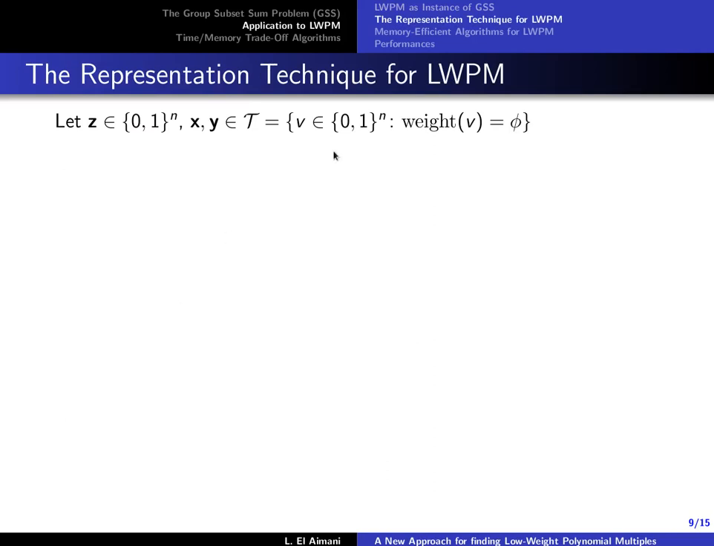The representation technique for the low-weight polynomial multiple problem. Let z be a binary vector of length n, and let x and y be vectors from the set T of vectors of length n. So T is the set of binary vectors of length n, and of weight phi.